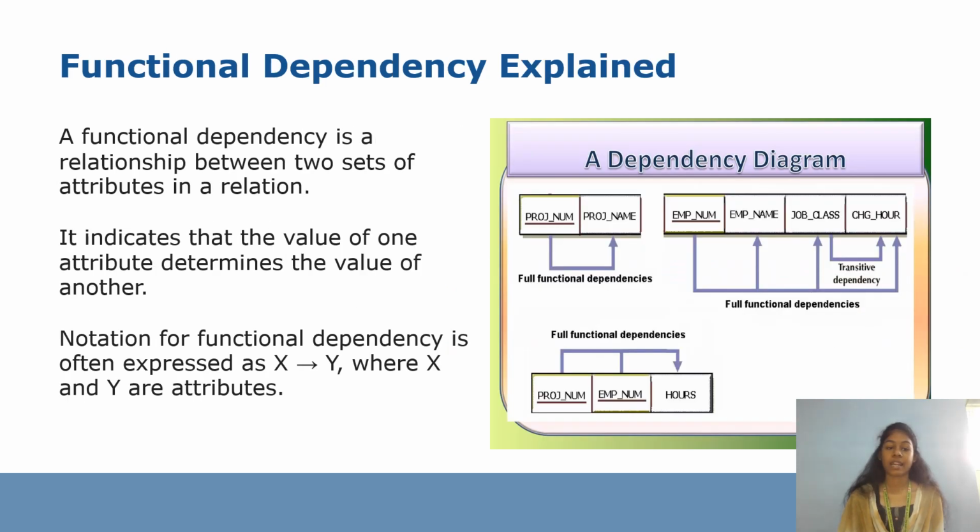Functional dependency explained. A functional dependency is a relationship between two sets of attributes in a relation. It indicates that the value of one attribute determines the value of another. The notation for functional dependency is often expressed as X determines Y, where X and Y are attributes, and this is the diagram of the dependency. Here we can see full functional dependencies, the second one shows transitive dependencies, and the third one is seen here.